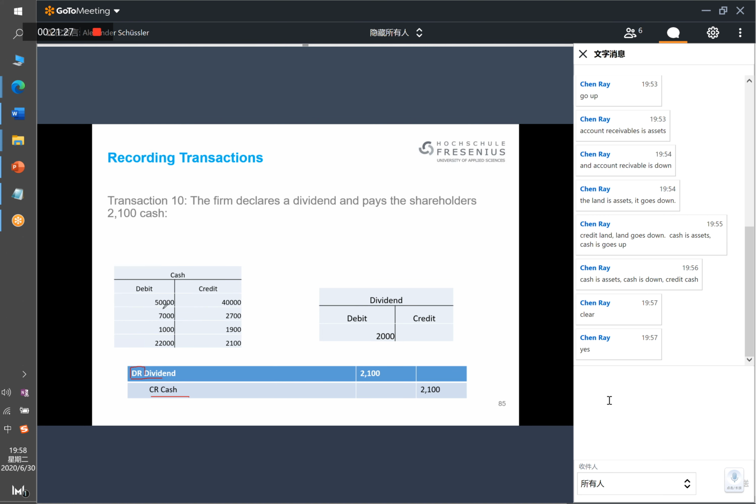So what do we have here? We have 50,000. We have to add all the numbers that are on the debit side. So it is 50,000 plus 7,000 plus 1,000 plus 22,000. We have 80.